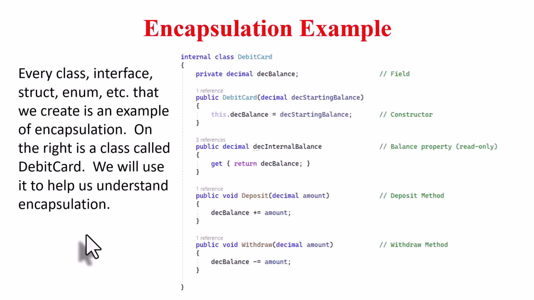Every class, interface, struct, enum, etc. that we create is an example of encapsulation. On the right is a class called debit card. We will use it to help us understand encapsulation. Our debit card field right here. We're going to take a look at how this actually works.